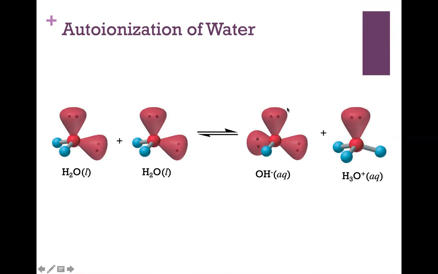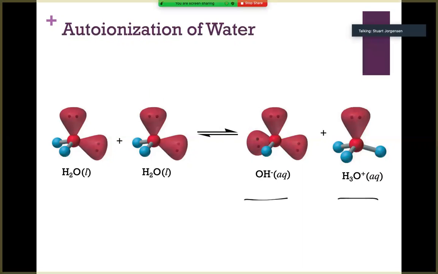If you think about two water molecules, they can actually run into each other and react in an equilibrium reaction, forming two different products, this hydroxide and this hydronium, which means water is another thing that we can say it's called amphoteric. It can be both an acid and a base, depending on who you put it with.